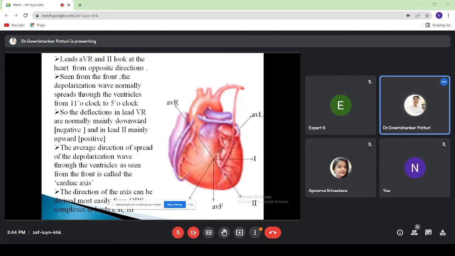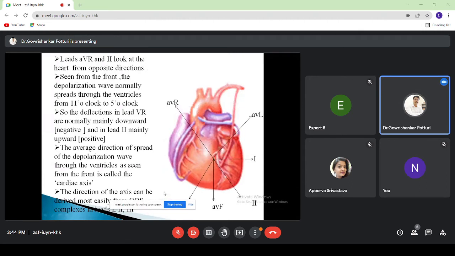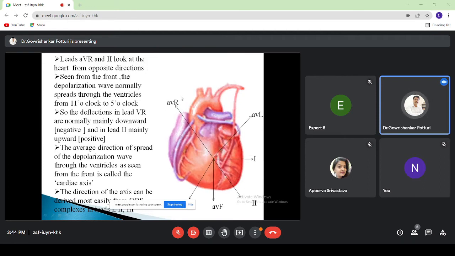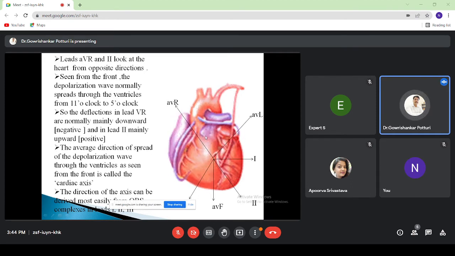Now see, this is how our leads are arranged. Limb leads: AVR, AVL, AVF, 1, 2 and 3. Leads AVR and 2 look at the heart in opposite directions. This is AVR and this is lead 2. Seen from the front, the depolarization wave normally spreads through the ventricles from 11 o'clock to 5 o'clock like this. It spreads in this way, to the left side.